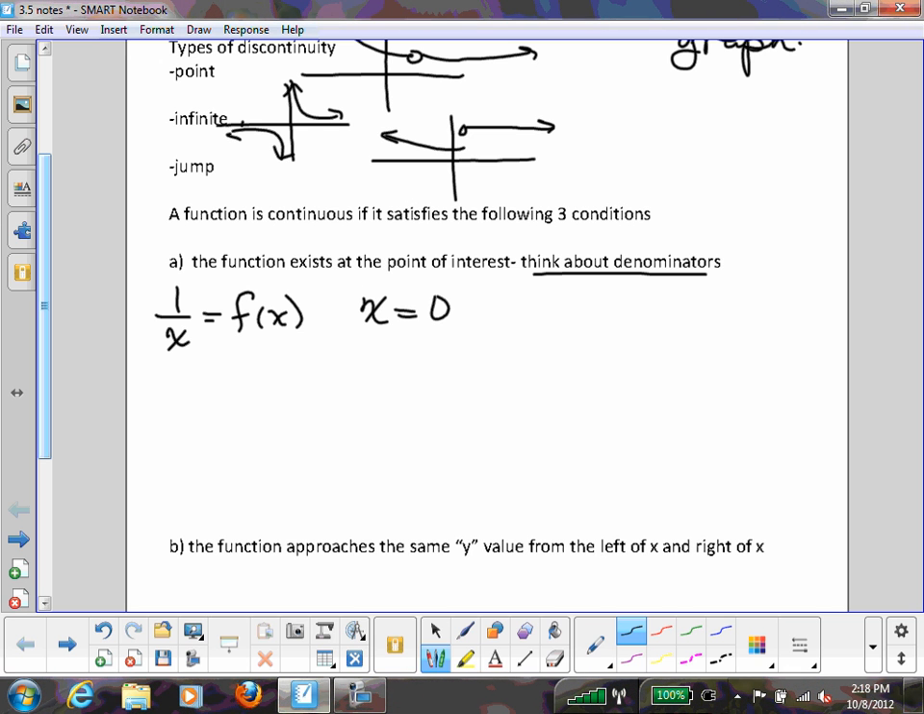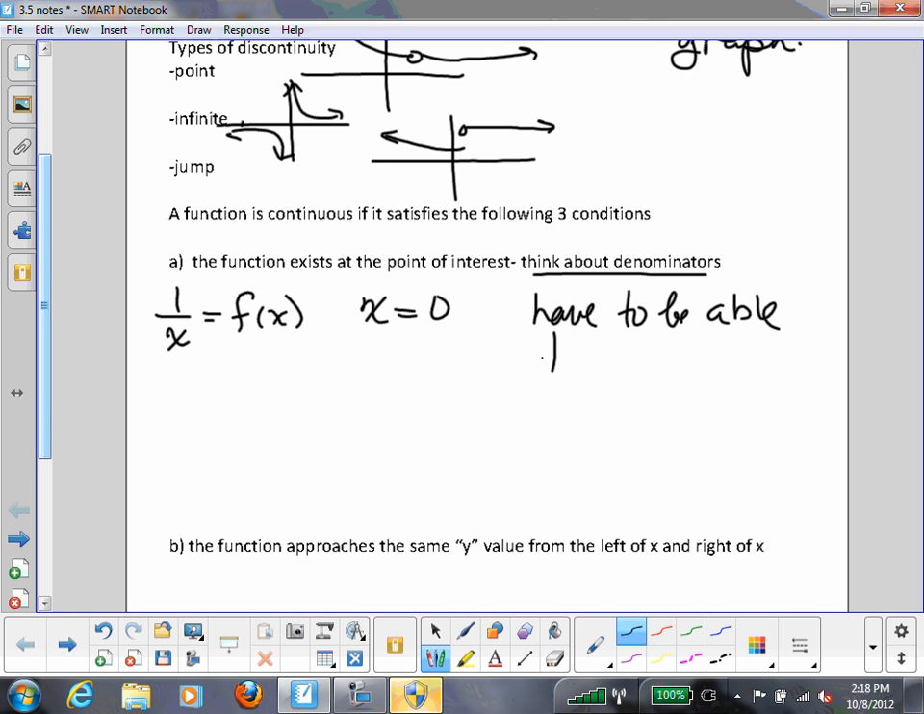So if any one of these three cases that we try fails, the whole graph is discontinuous. So at the point of interest, we have to be able to use that value, whatever value of x that we're looking at, and see if it's discontinuous. They're undefined or something.